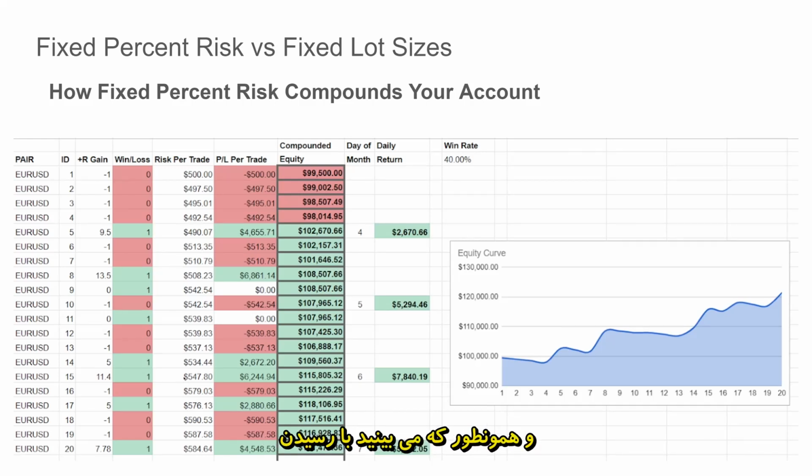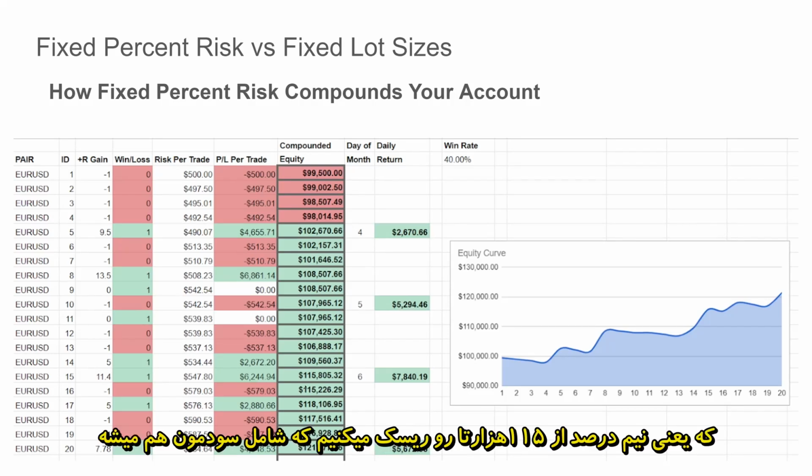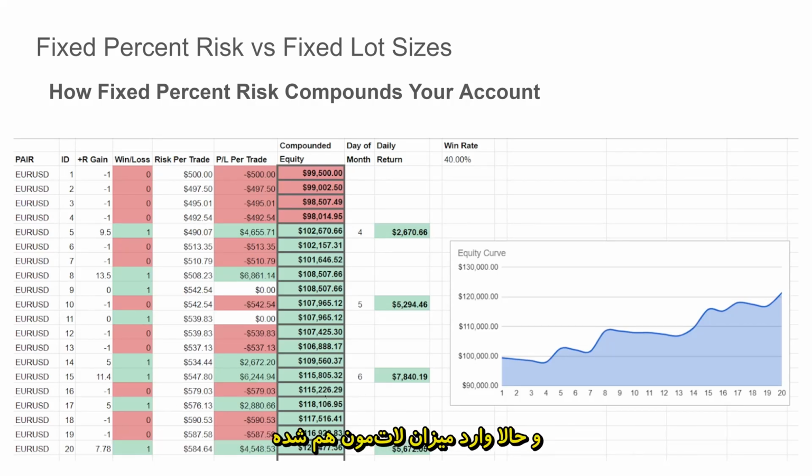And as we push all the way down to even like the 17th trade here, again, what are we risking? 0.5% of 115K. We're risking our profits in a way. It's now baked into our lot size calculation. We're risking almost $600, right? So now you can see that over a long series of trades, this actually starts compounding.